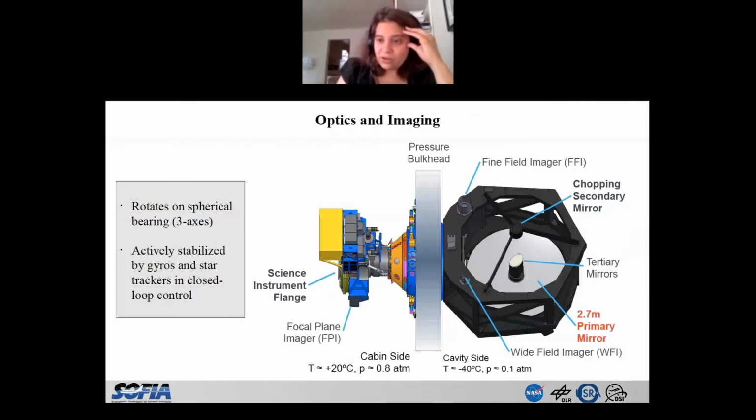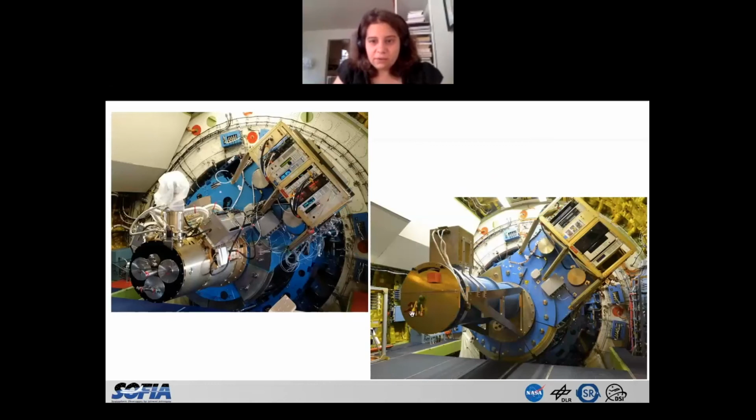Now, if I go to considerations on optics, the mirror of SOFIA is 2.7 meters, and it is located in this zone of the plane where the pressure is lower and the temperature is maintained to be very low. And on the other side of this pressure bulkhead, you have the science instrument. So in practice, it looks like this. I am not able to recognize which instruments are attached, but these sticking things are the science instruments.